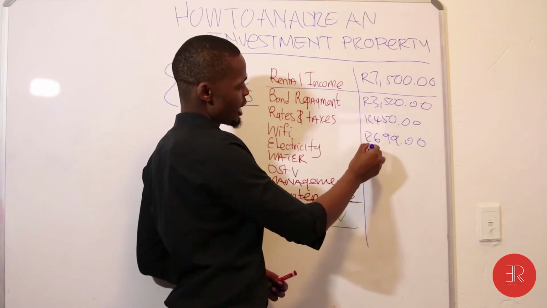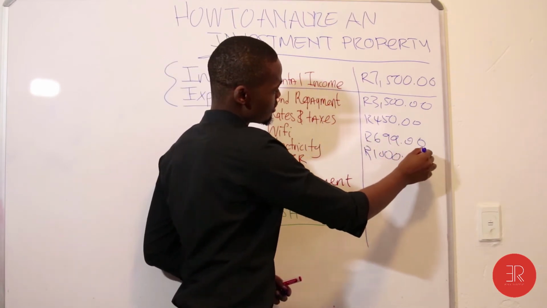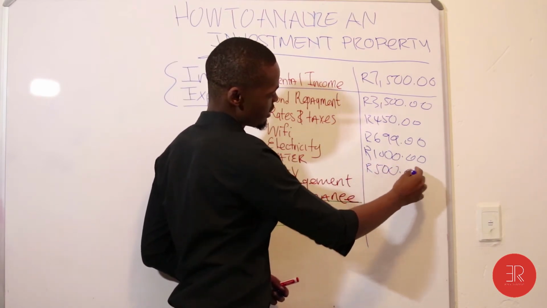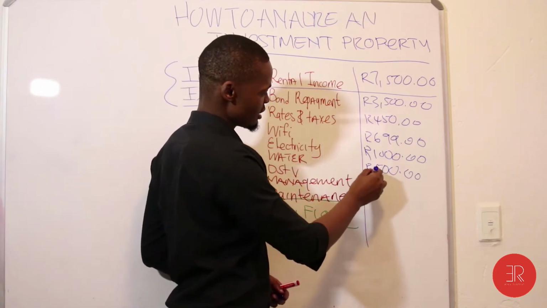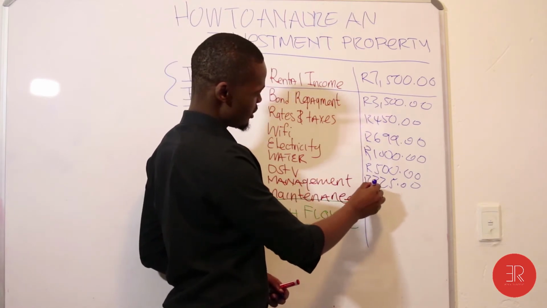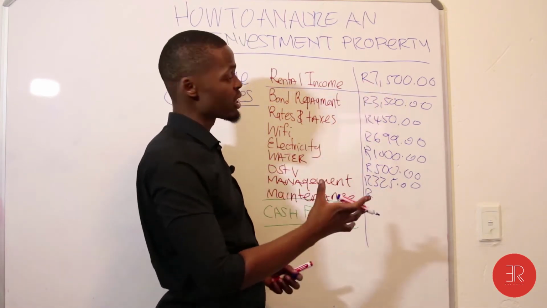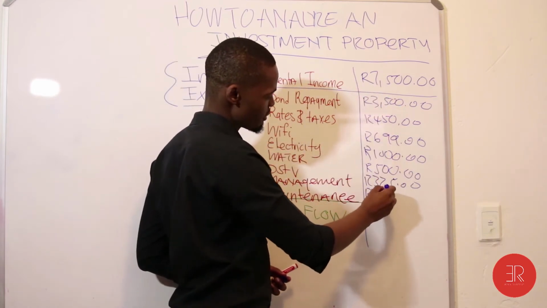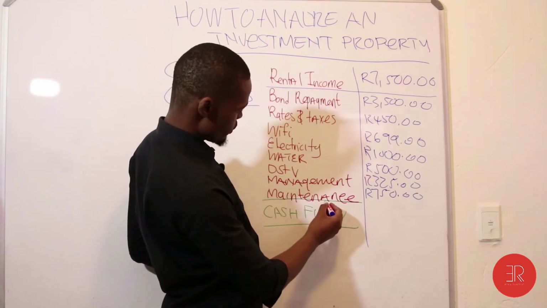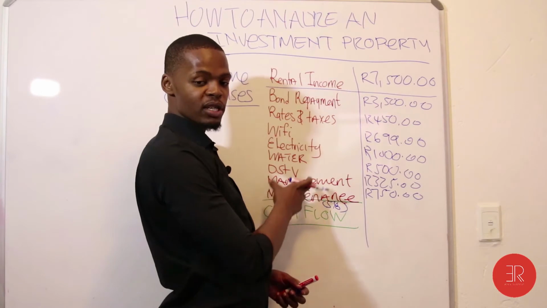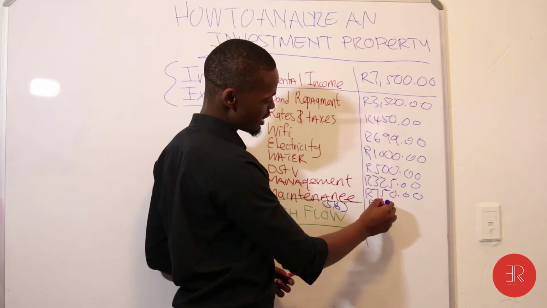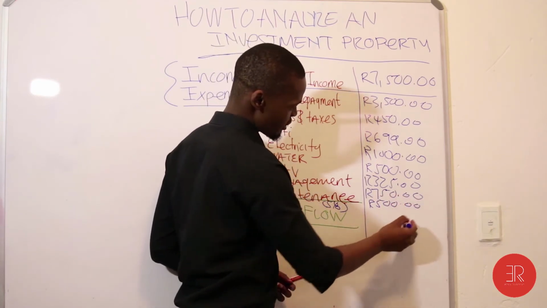You've got electricity there, perhaps you pay 1,000 rand for electricity. Your water, water is cheap, but let's just put 500 there. You have your DSTV, say you're paying 325 for that. You have your management. Your management is usually 8 to 10% of your rental income, so in this case, let's just put 750 there for management. And then you have your maintenance fee. We usually use 5% of your rental income for the maintenance fee of your property. So for this case, let's just pick a number and say you're putting at least 500 on the side for your maintenance.